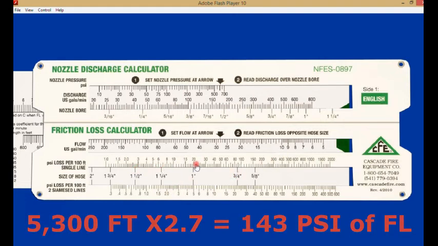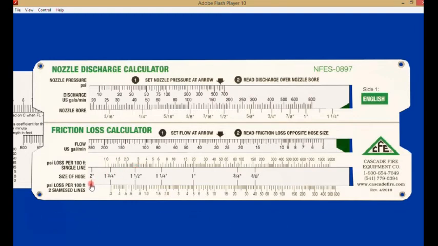Now, if you had a really long line, a couple miles worth, and you were to divide that by 4, you would end up with the bottom number of about 0.65, 0.67, almost 0.7 psi per 100 feet. So once you get the flow from up here, you set that number down under this index. Then you come over and read where your hose size is. If you've got one line out, you go up. If you've got 2 lines connected together, you go down and read the bottom set of numbers. And that's basically it. That's all you really need to concern yourself with.